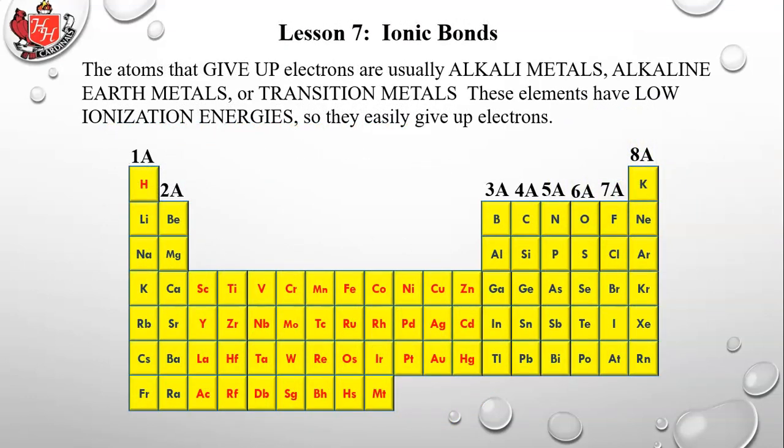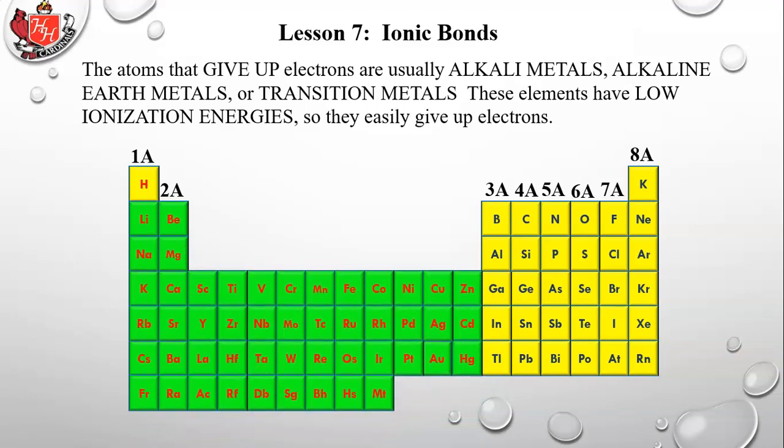Okay, atoms that give up electrons easily are usually alkali metals, alkaline earth, those are the two columns on the left, 1A and 2A, or transition metals, that's the valley in the middle, the ones with the red letters and red symbols there. These elements have low ionization energy, so they easily give up electrons. So those and those are the ones that are going to give up electrons.